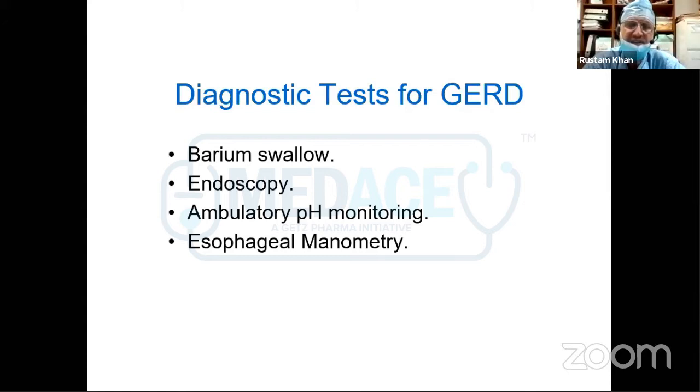How do you diagnose GERD? There are different modalities through which you can diagnose the disease, for example barium swallow, endoscopy, 24-hour pH monitoring, and esophageal manometry.